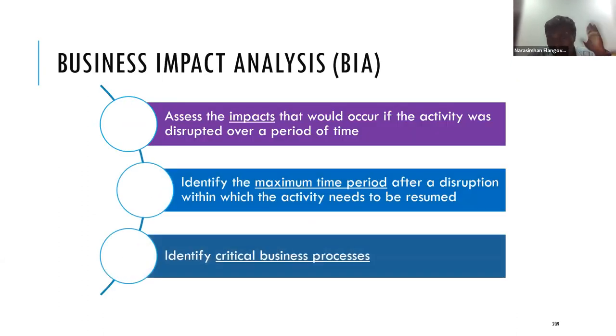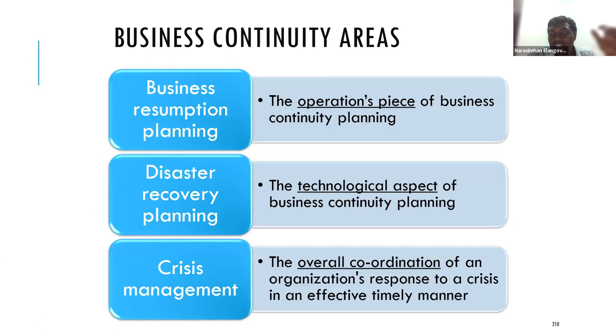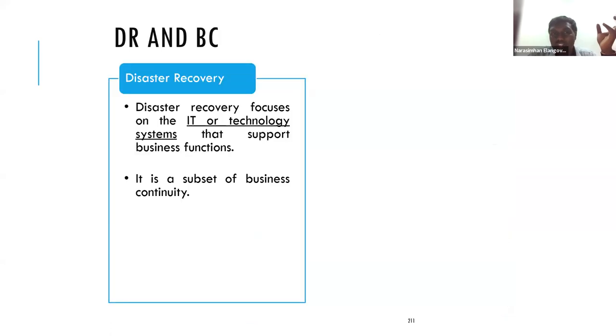Business impact analysis, very, very important. How do you decide which process is more critical than the other? By doing a BIA. BIA is the first trigger point for you to analyze. Here you have three things: business resumption planning, how quickly I can resume operations; recovery planning, disaster recovery planning, the technology element; and crisis management, the overall coordination.